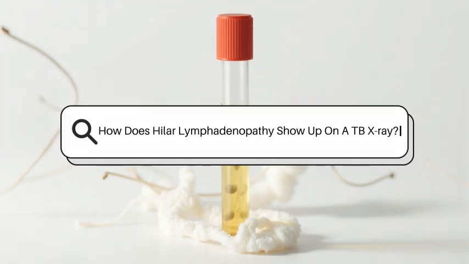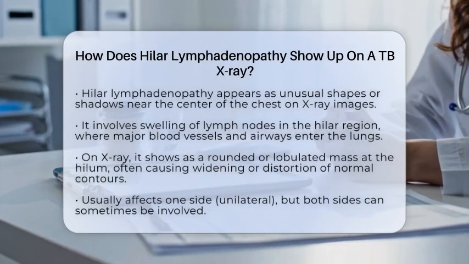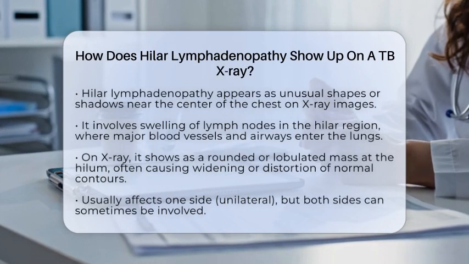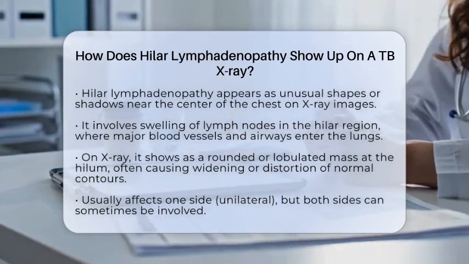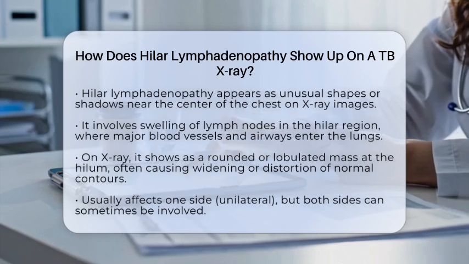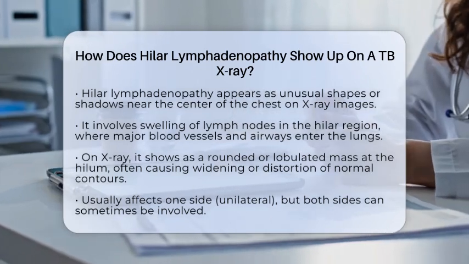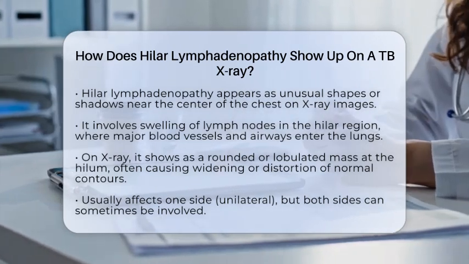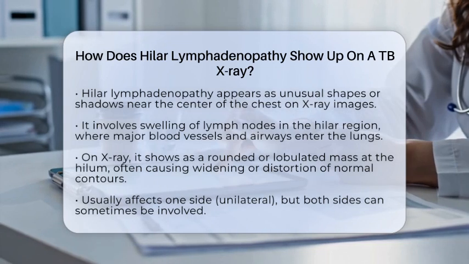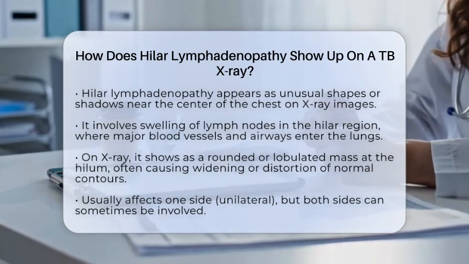How does hilar lymphadenopathy show up on a TB X-ray? Imagine looking at a chest X-ray and noticing unusual shapes or shadows near the center of the chest. That's often where the hilar region is, where major blood vessels and airways enter the lungs. When someone has tuberculosis, especially in the early stages or in children, the lymph nodes in this area can become swollen. This swelling is called hilar lymphadenopathy.